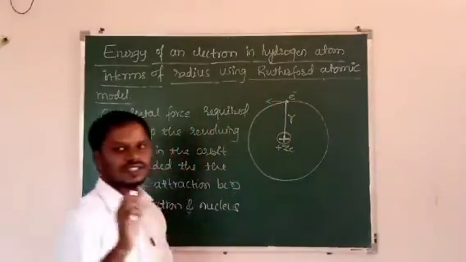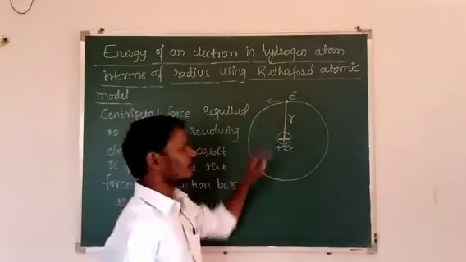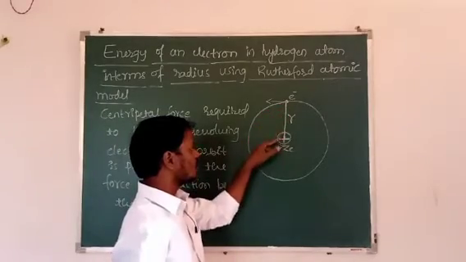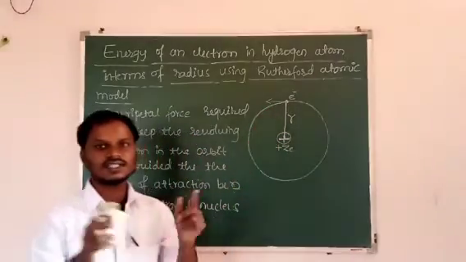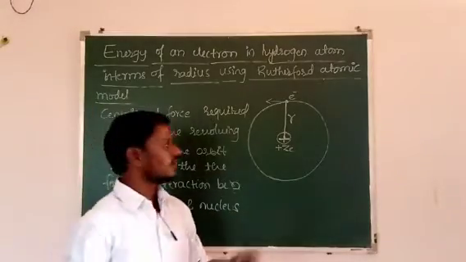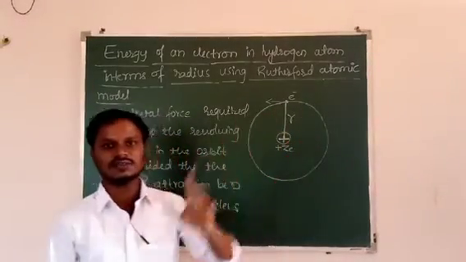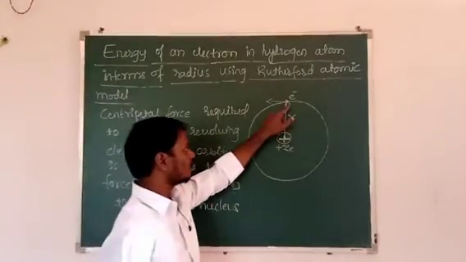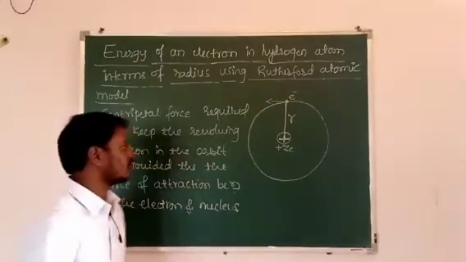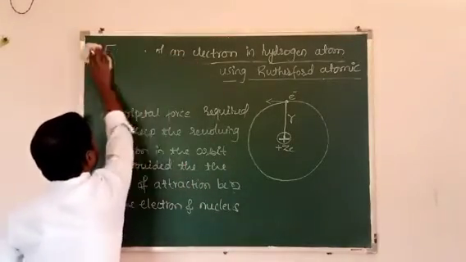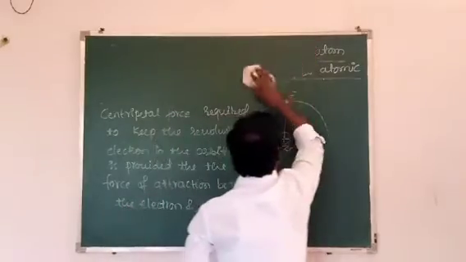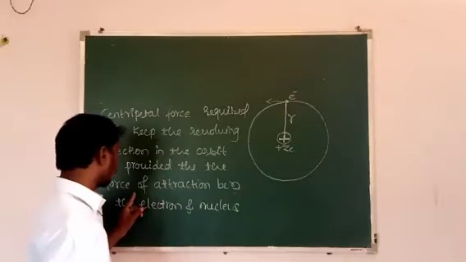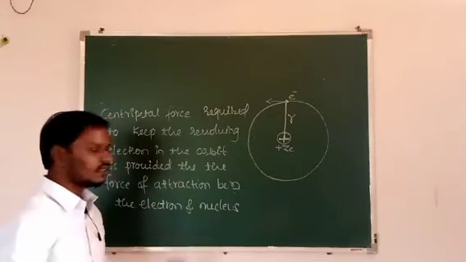Due to the orbital motion of the electron, this electron has kinetic energy, and also due to the negative charge on the electron, it is bound to the nucleus, which means the electron has potential energy. The sum of kinetic energy and potential energy gives the total energy of the electron in the orbit. We are going to express that total energy in terms of radius. Here the centripetal force acting on the electron is provided by the Coulomb force. That Coulomb force is nothing but the force of attraction between the electron and nucleus.